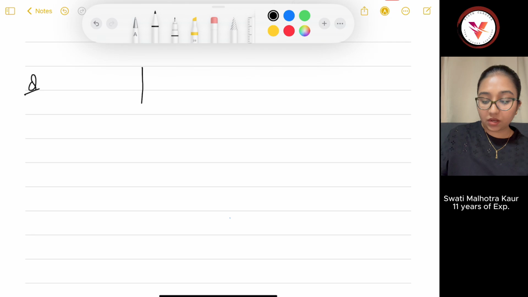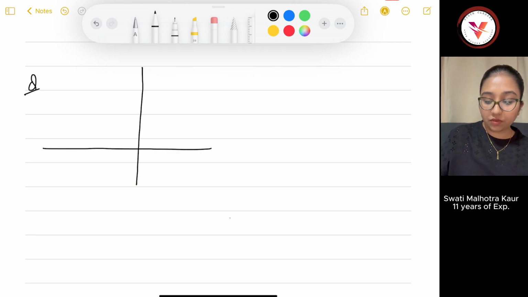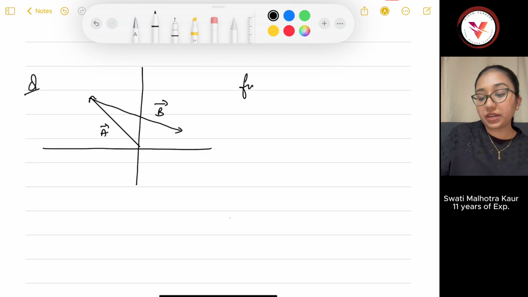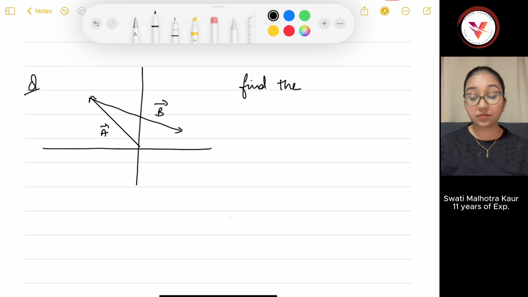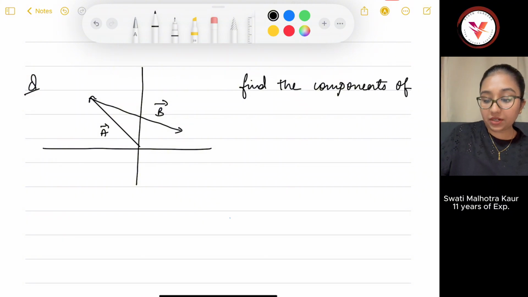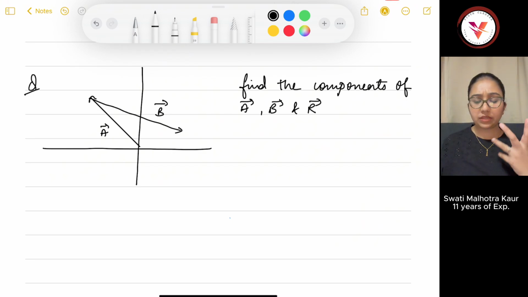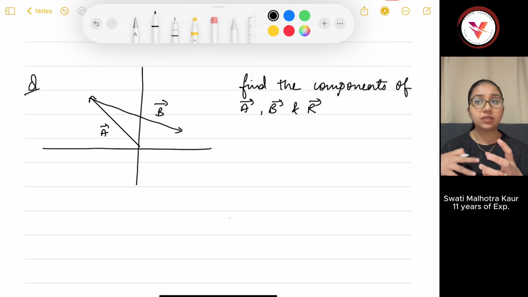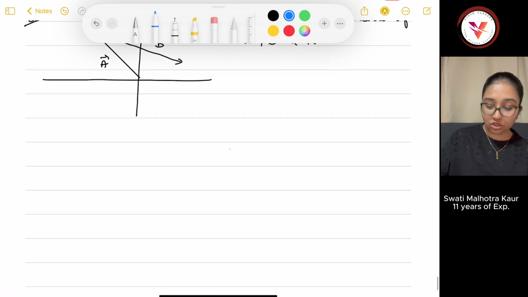Okay, so now, let's do some questions. Suppose in a Cartesian plane, we are given two vectors. One is this, A vector, and another is this, B vector. And you have to find the components of A vector, B vector, and the resultant. They can also ask, tell me whether the x and y components are positive or negative. So you have to simply resolve it.